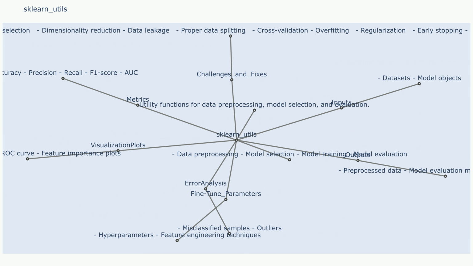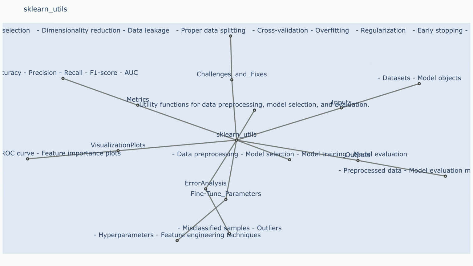ROC curve plots the true positive rate against the false positive rate for different classification thresholds. Precision-recall curve visualizes the trade-off between precision and recall for different thresholds. Feature importance plot shows the ranking or scores of features based on their importance in a model.